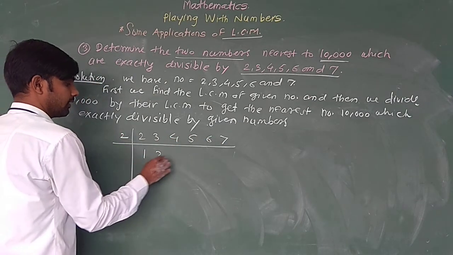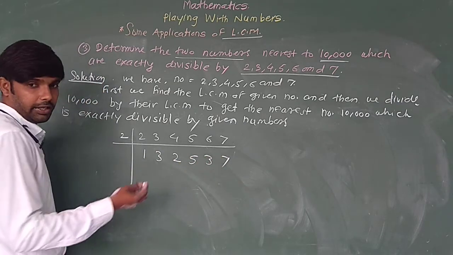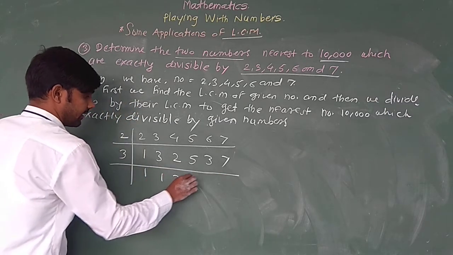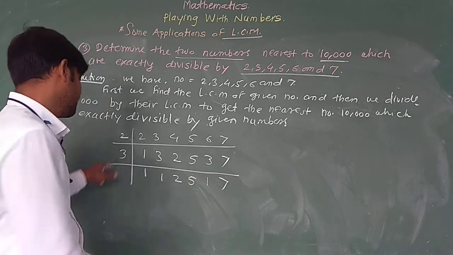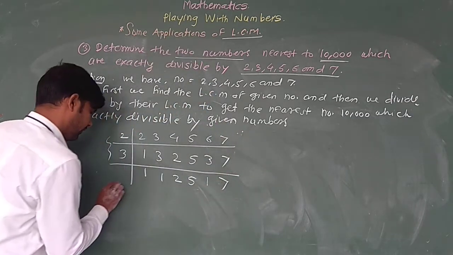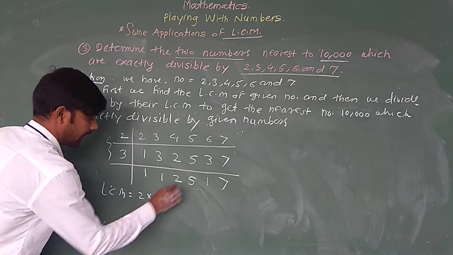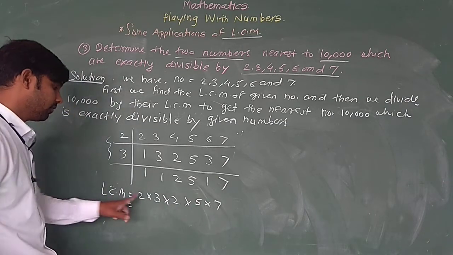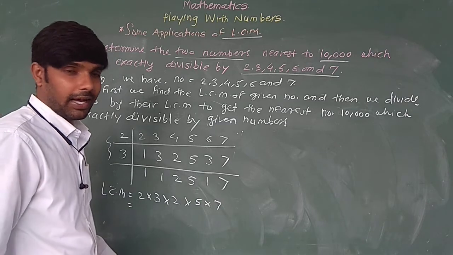Divisible by 2: 1, 3, 2, 5, 3, 7. Again divisible by 3: 1, 2 as it is, 5 as it is, 3 becomes 1, 7 as it is. So these are the undivided numbers, and these are the only two divisions. Therefore, LCM is equal to 2 multiplied by 3 multiplied by 2 multiplied by 5 multiplied by 7. 2 into 3 is 6, 6 into 2 is 12, 12 into 5 is 60, 60 into 7. How much? 420.